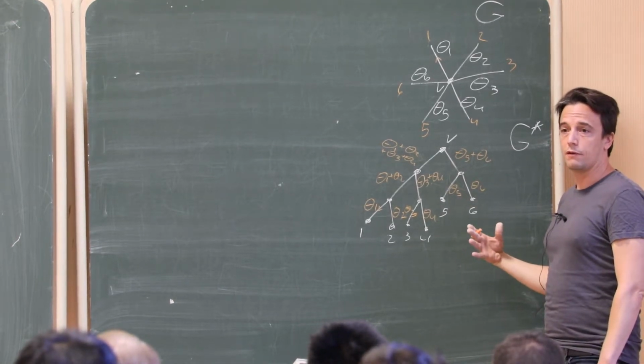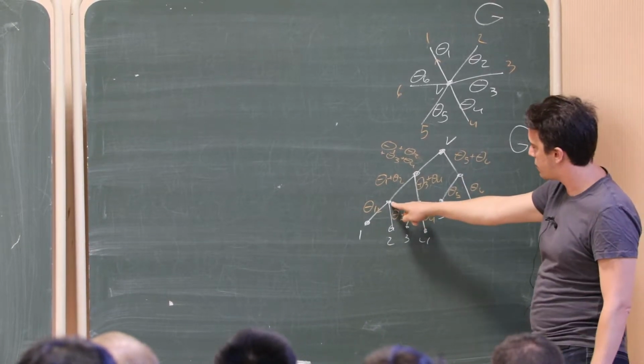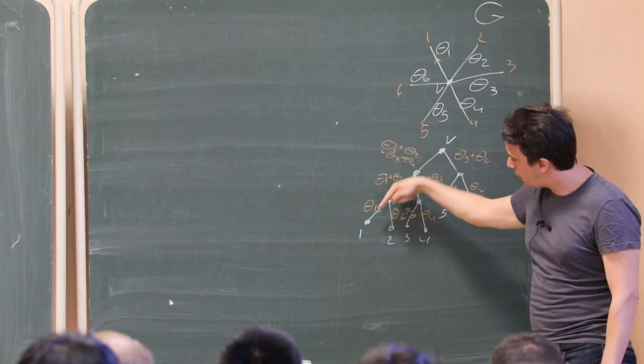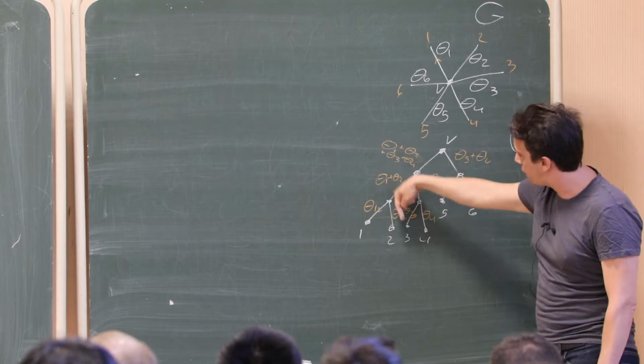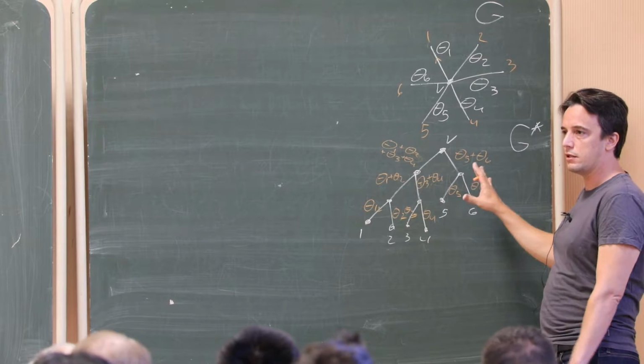Because theta star has to be a flow, the mass going into a vertex has to be the mass coming out. And you can see it here. At this vertex, I have mass entering, which is theta 1 plus theta 2, and exiting on this edge theta 1, and on this edge theta 2, and so forth. So this is indeed a flow.